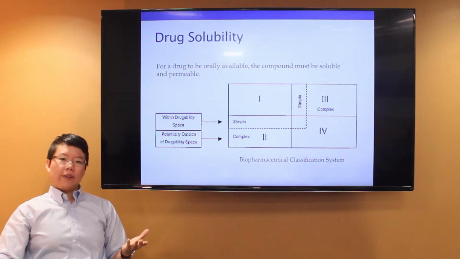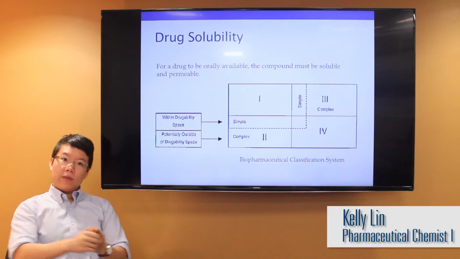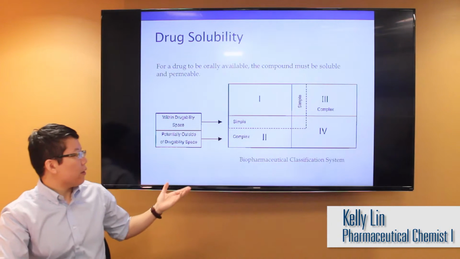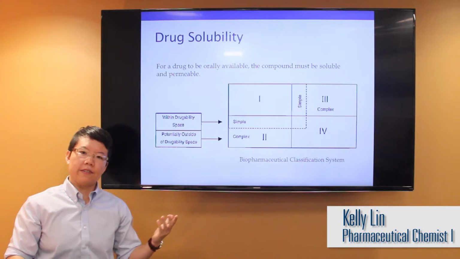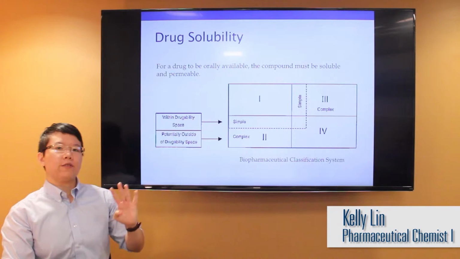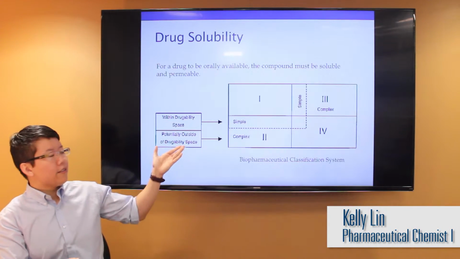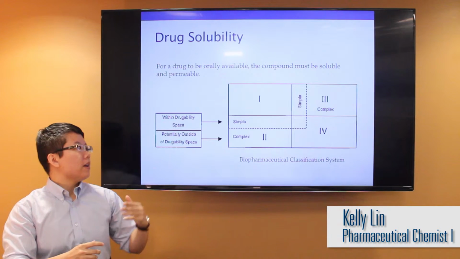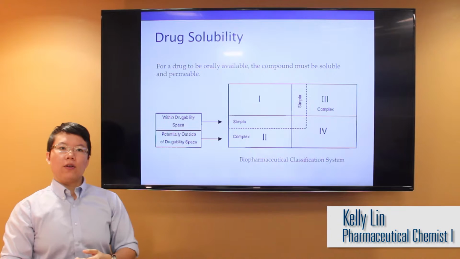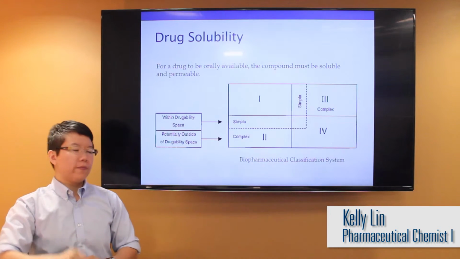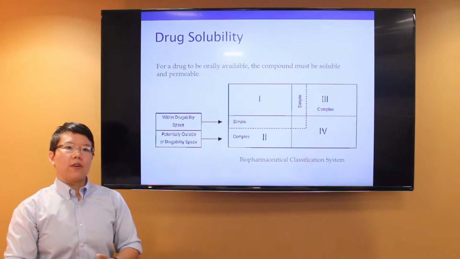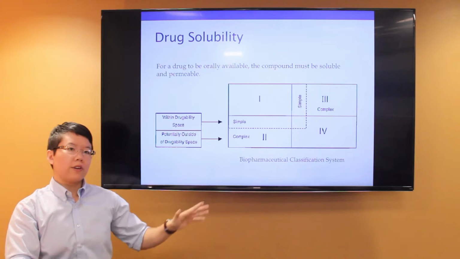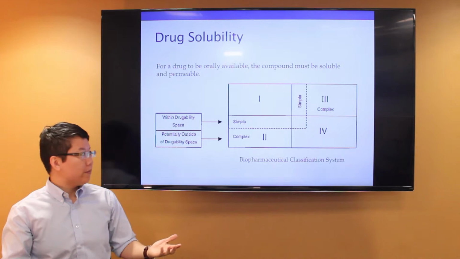For a drug to be orally available, it needs to be permeable through your GI tract and soluble. You can see here on the biopharmaceutical classification system chart that drugs are divided into 4 categories. Class 1 drugs are those that are soluble and permeable. Class 3 drugs are those that are soluble but impermeable. Class 2 drugs are those that are insoluble and permeable. And Class 4 drugs are those that are insoluble and impermeable.